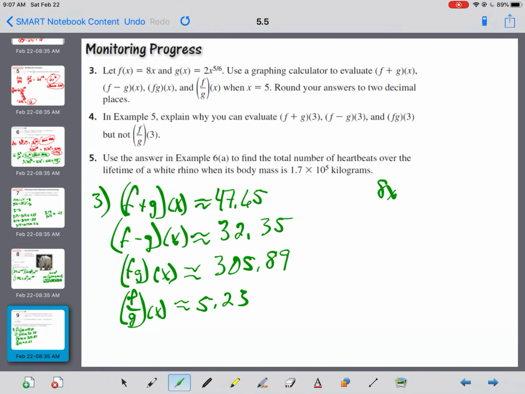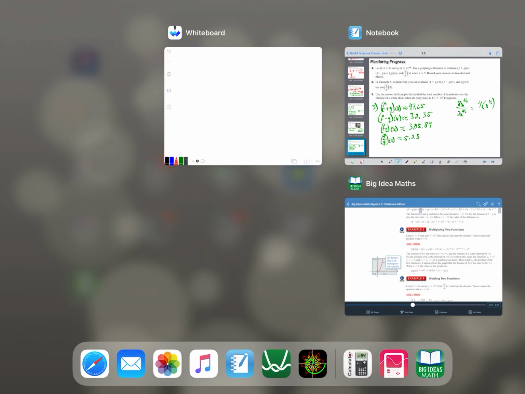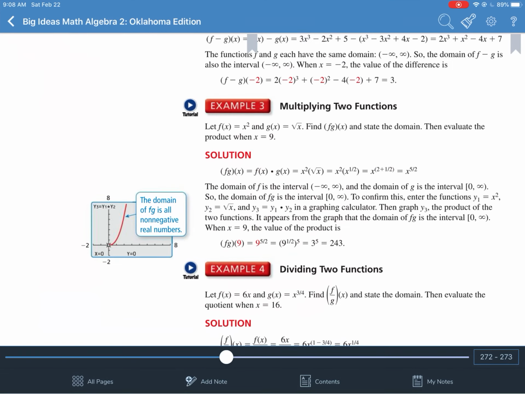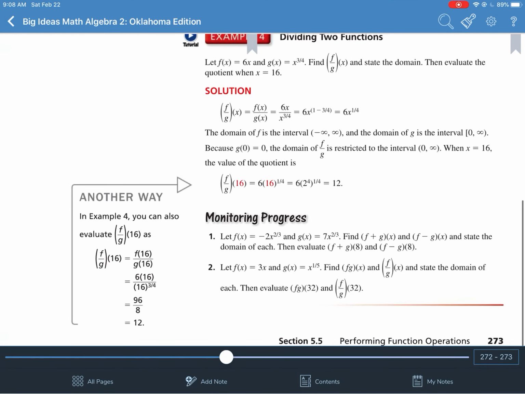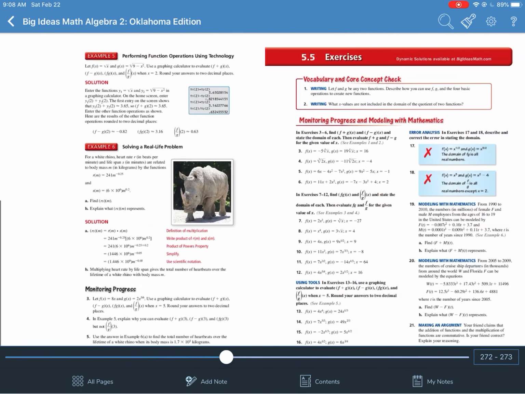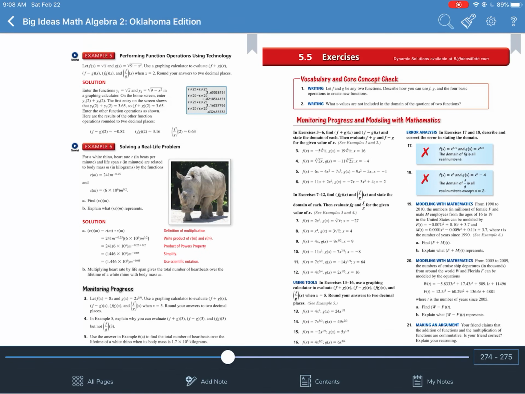So let's look. We do 8x over 2x to the 5 sixths. This is 6 sixths. That makes it 4 times x to the 1 sixth. Well, I don't know why. It's a very interesting question. Let's see if they tell us anything. Okay, that's that page. Keep going. Rhino explains.